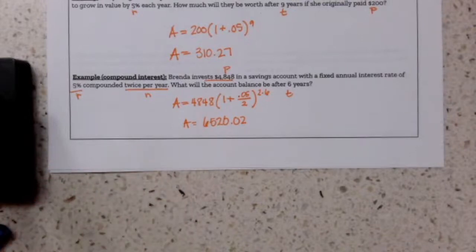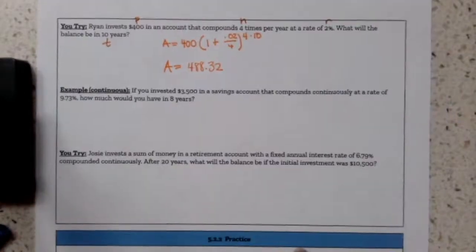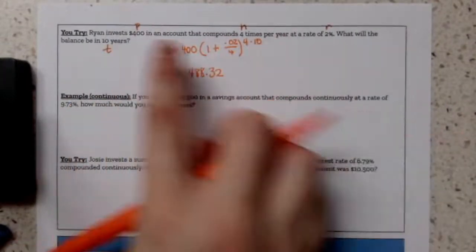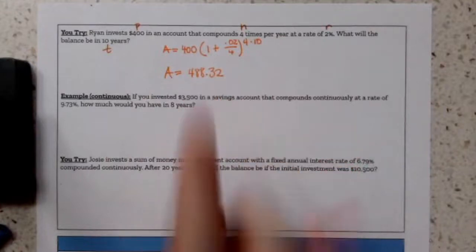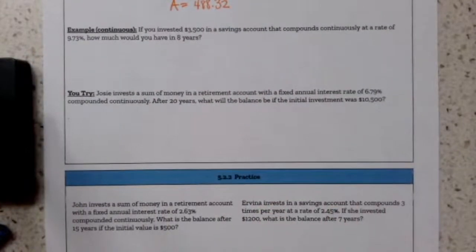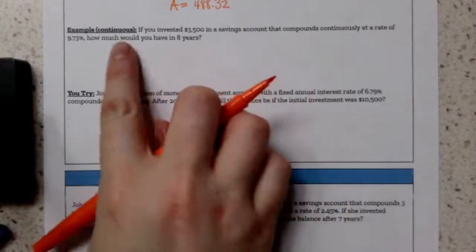So pause the video, do the next problem, push play when you're ready to see the answer. And here we go. Again, you can see where I labeled my values, plugged them all in, and we should get $4,883.22. Now let's look at this last one. This is a continuous example.